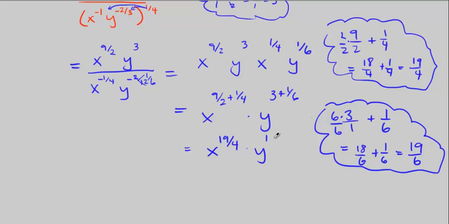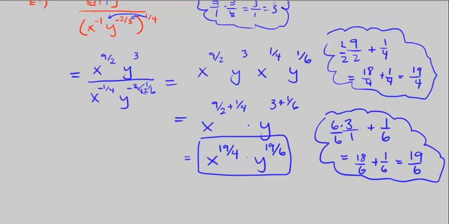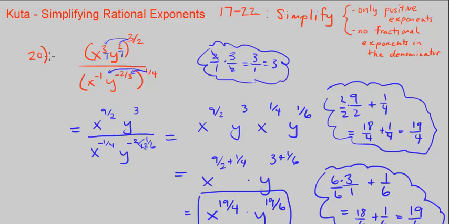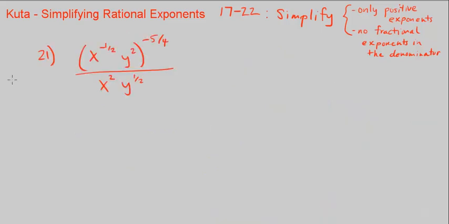Alright, let me make that a little more neater. So this is number 20. Let's go on to number 21. Here we have these terms to this power and these terms to no power. So let's distribute the power in the numerators.